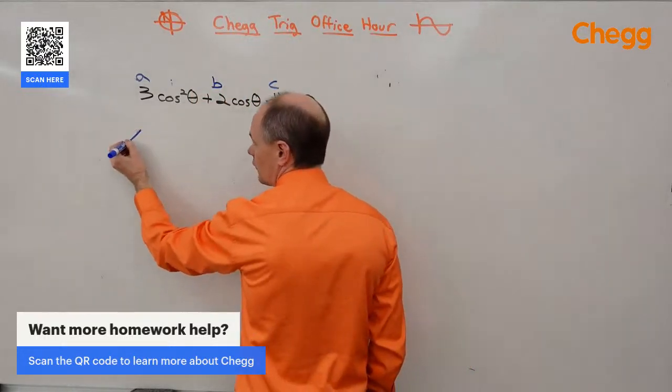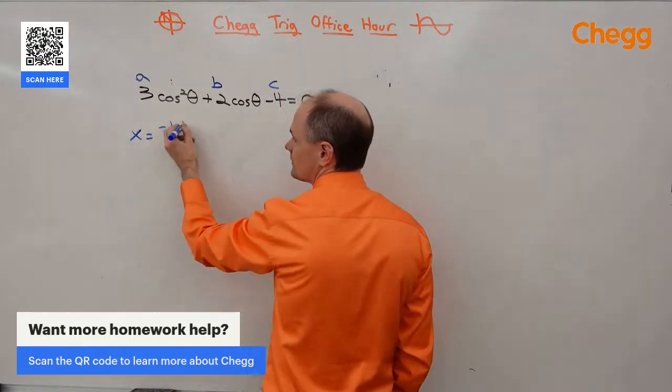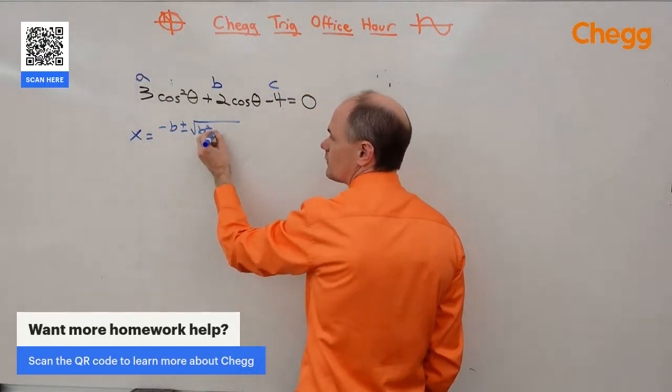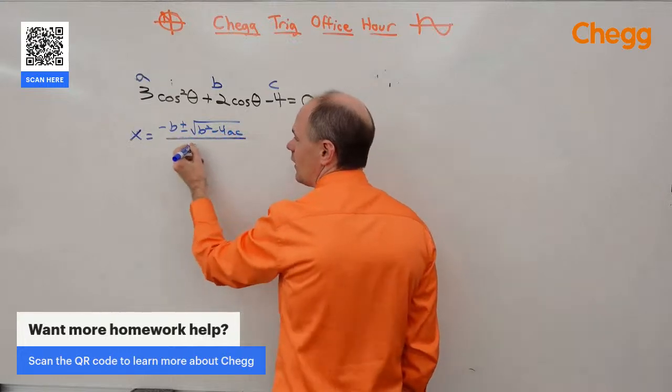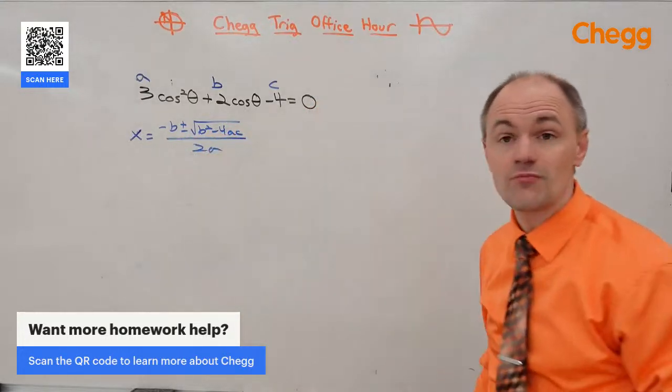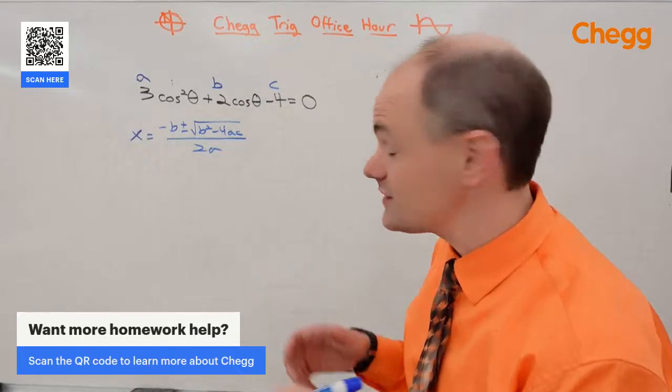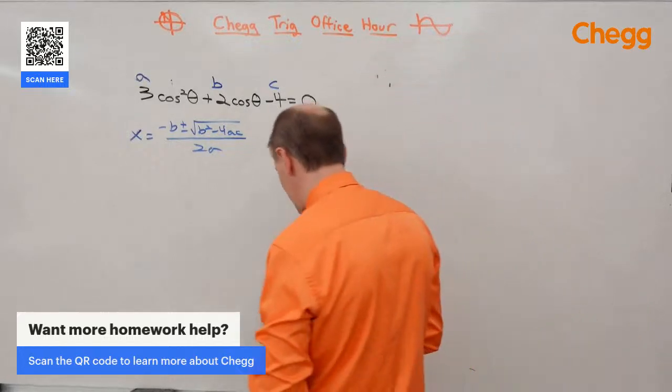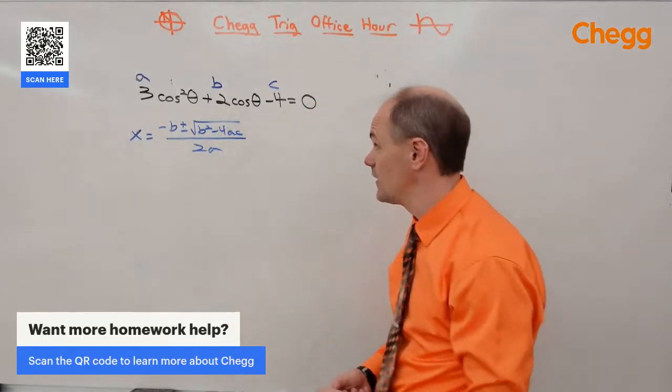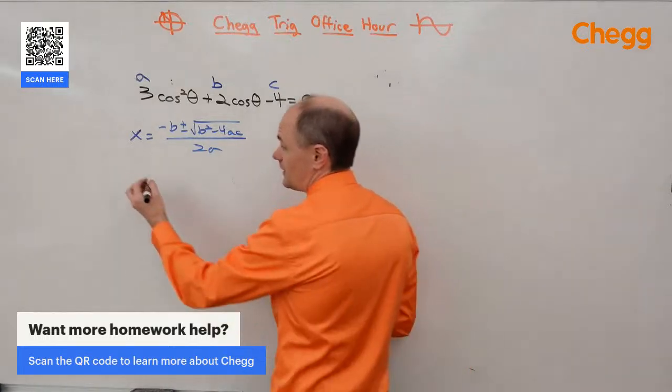So the quadratic formula is that x is equal to the opposite of b plus or minus the square root of b squared minus 4ac all over 2a. That's a good one to have memorized. There are a lot of great songs on TikTok, Instagram, and YouTube to help you memorize it. Let's just plug in our values and see what we get.